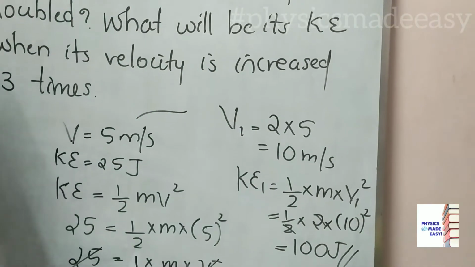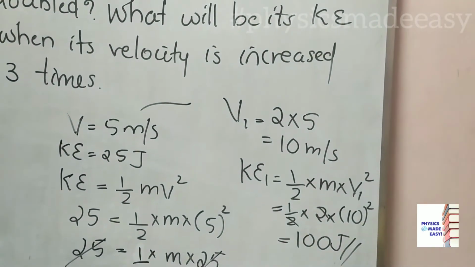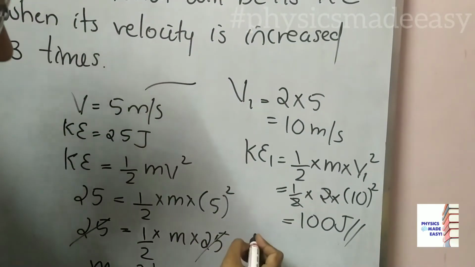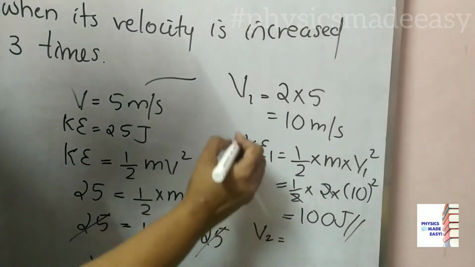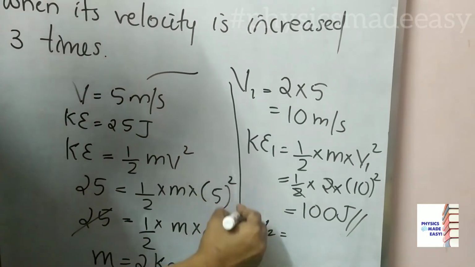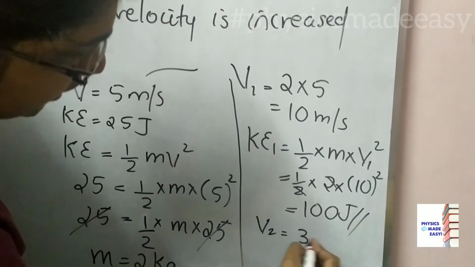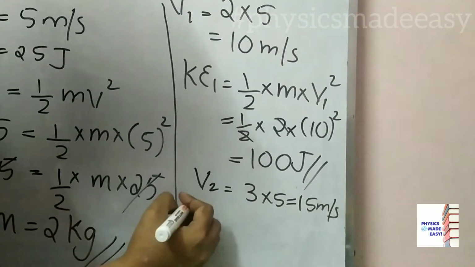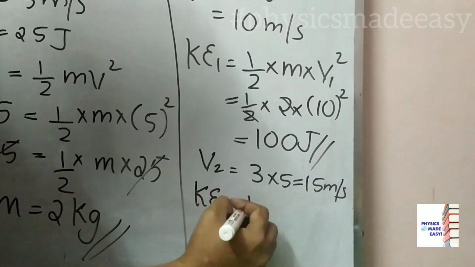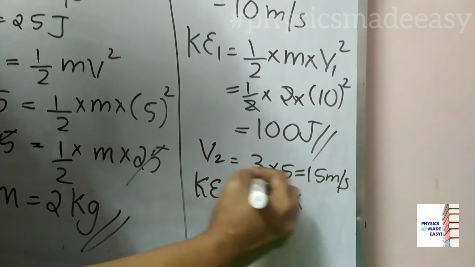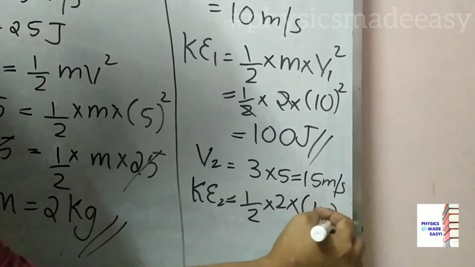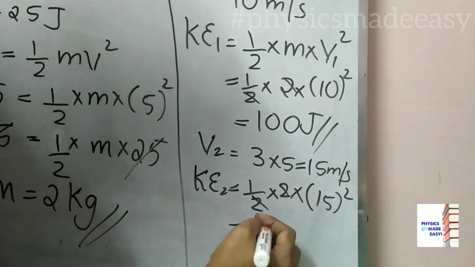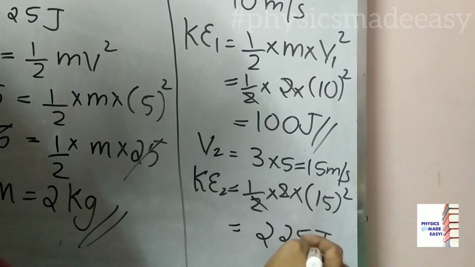Okay. Now the second case, what will be its kinetic energy when its velocity is increased 3 times? That is becoming 3 times. So here v2 is equal to 3 into 5, that is equal to 15 meter per second. Then the kinetic energy is equal to half into m into this v2 square, 15 the whole square. So we can cancel 2 and 2. You will get 225 joule.